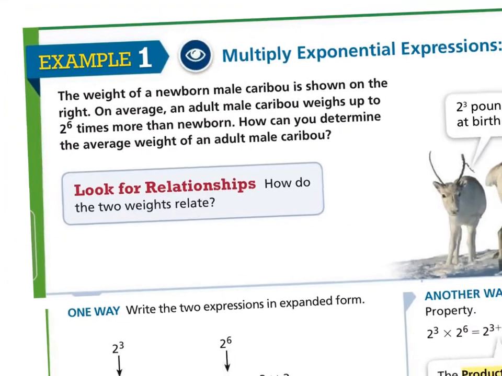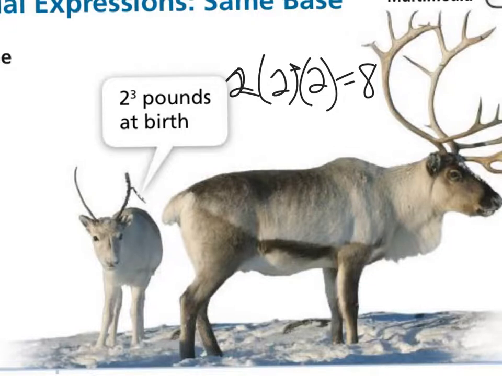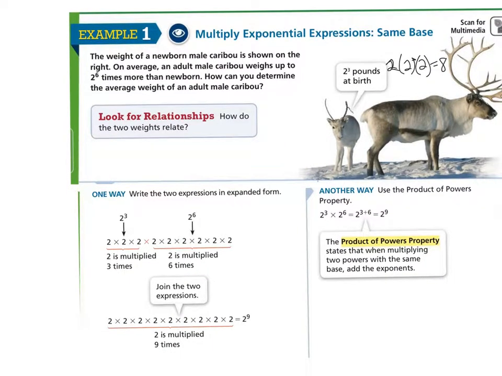Okay, so normally 2 to the 3rd power means 2 times 2 times 2, which would be 8. So normally we would just say it weighs 8 pounds, which is similar to what a human is whenever it's born. Obviously a caribou is going to have a lot bigger weight gains here. It's going to be a pretty big animal by the time it's over with.